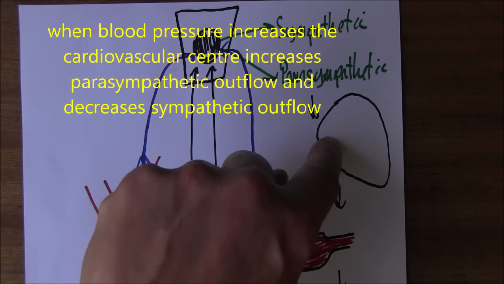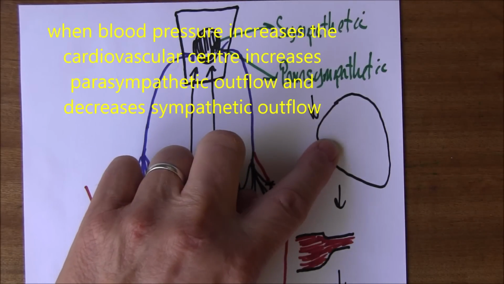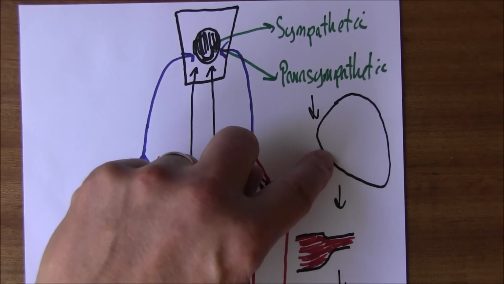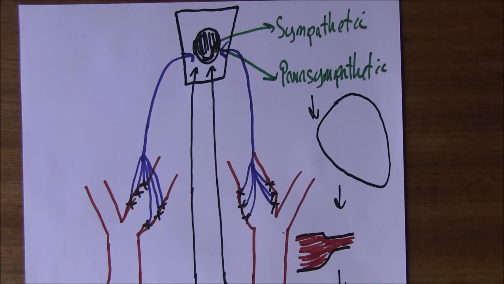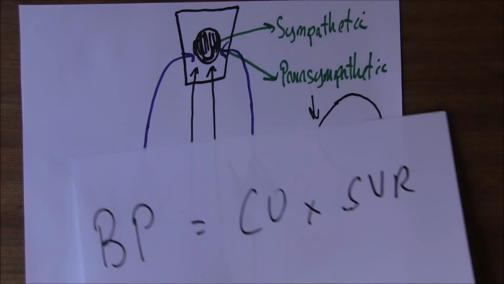So that means that there's going to be a reduction in heart rate and stroke volume. Therefore, there's going to be a reduction in cardiac output. And of course, if there's a reduction in cardiac output, as we know, that's going to reduce blood pressure.